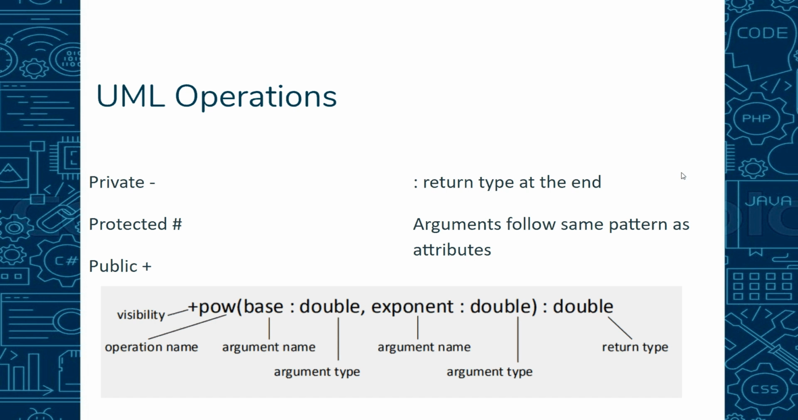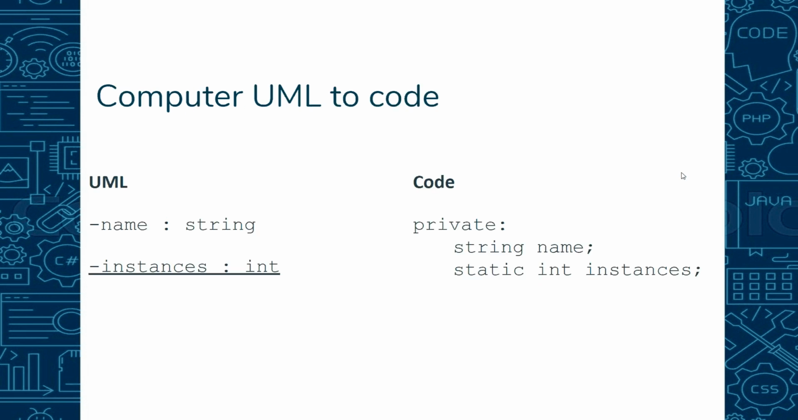So let's show you an example of a UML and how it relates to the code. Here we have minus name colon string. Over here for the C++ code it would say private, and we have string name. Oh, I forgot to mention one. If it's underlined, it means static. Static means it's a shared variable among all instances of the class. This one's underlined, so it's static. Over here we have static int instances.